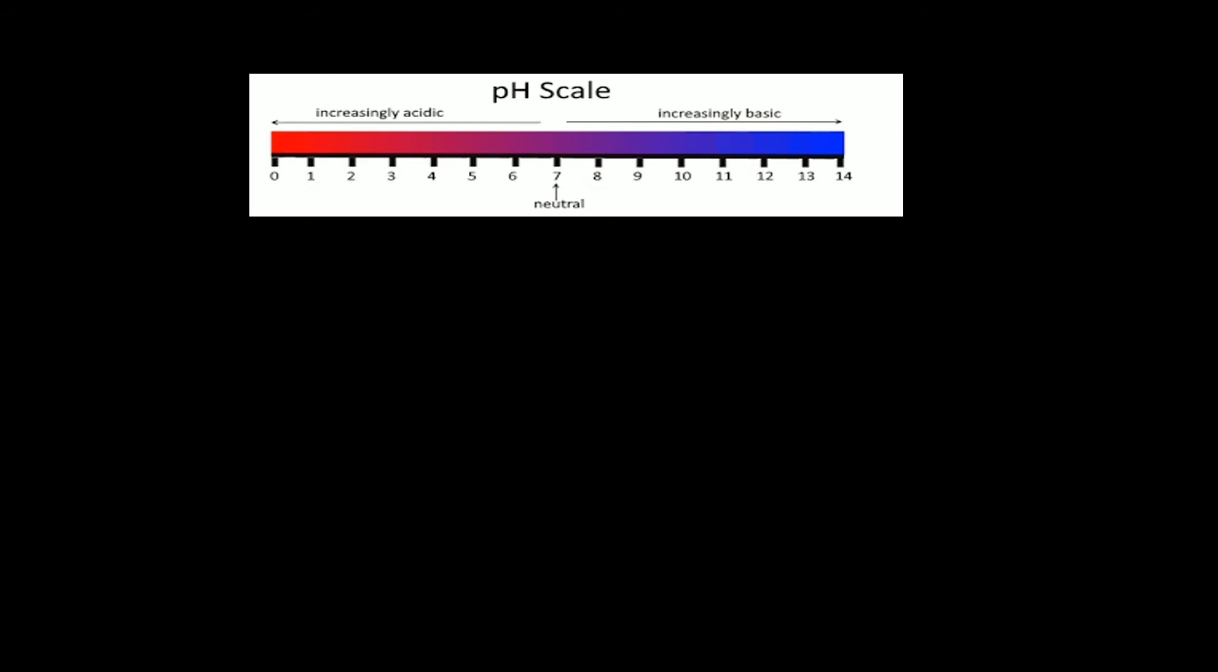Basic character increases on moving beyond 7 to 14. So weak bases lie between 7 and 10, and strong bases lie between 10 and 14.